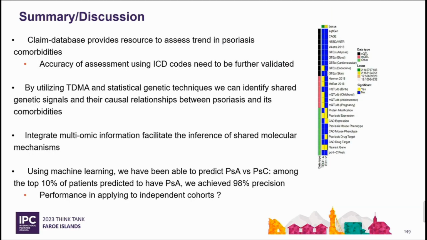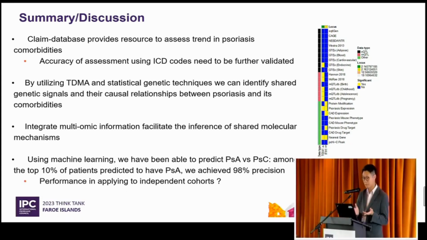So in summary, the CLAM database has provided a really good resource to assess trends in psoriasis comorbidities. Previous studies have shown that relying on physician diagnosis codes only from the CLAM database could give good accuracy, over 80%, but I think there is more information we could leverage to increase the accuracy of diagnosis when we look at electronic health records data. By using transient meta-analysis and different statistical genetic approaches, we could identify shared genetic signals and their causal relationships.